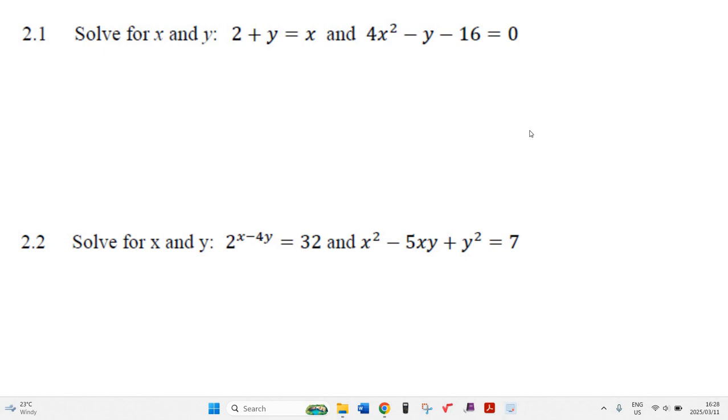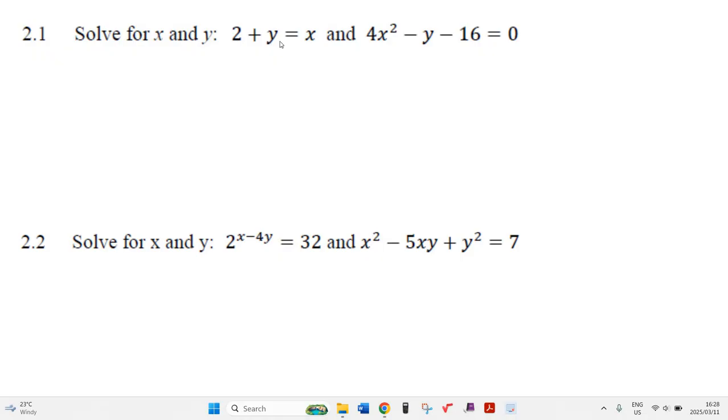Okay, let's try these system of equations questions. We've got 2 plus y equals x, and 4x squared minus y minus 16 equals 0. Well, this is just a substitution problem. You could do this question.